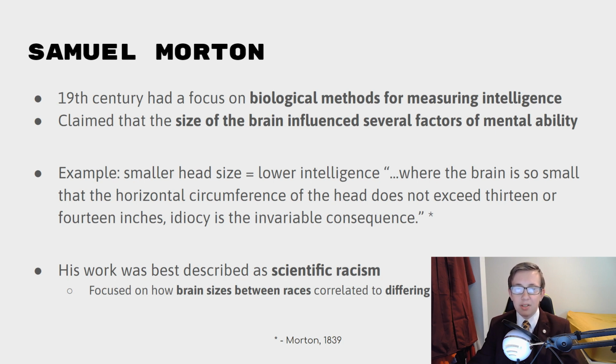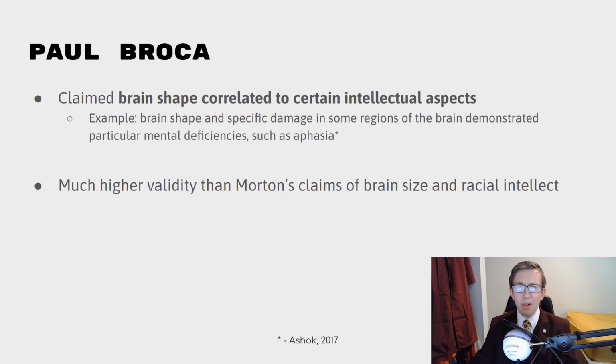Now, Paul Broca took his ideas, and instead of correlating it with race, he looked at brain shape and damage to parts of the brain and looked at certain intellectual aspects. And his claims had a lot more validity than Morton's claims. And some of his work and findings are still used today. We have our little Broca's area that's even named after him to deal with parts of generating speech in your brain.